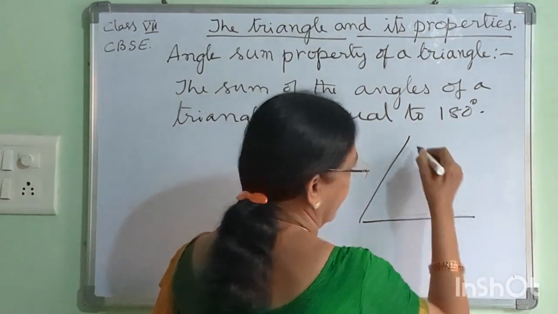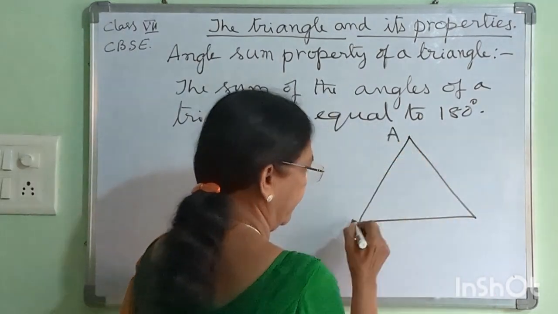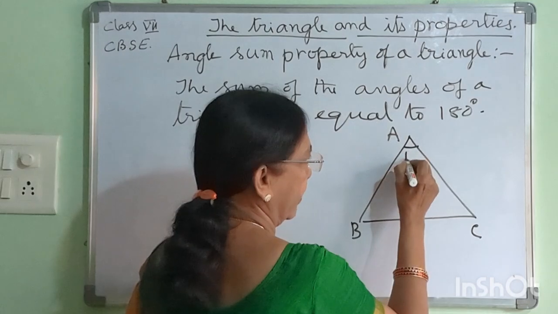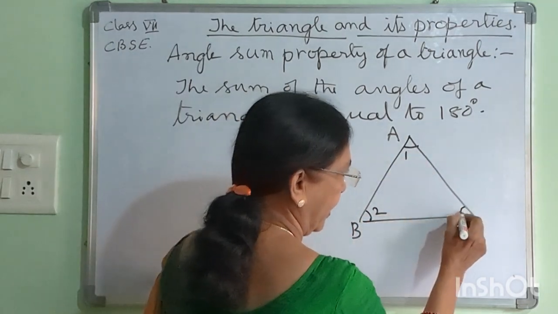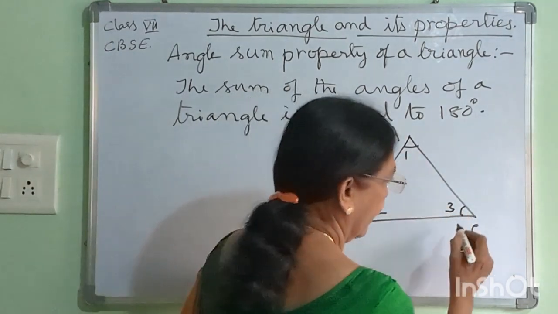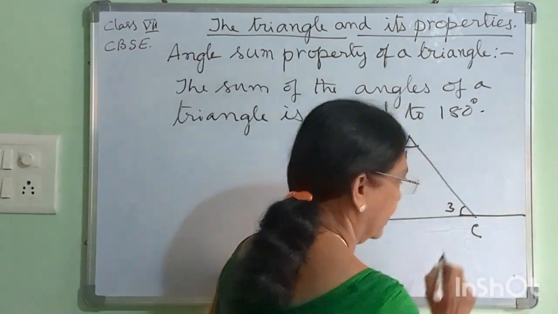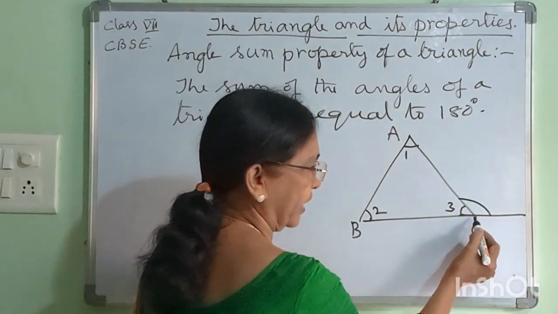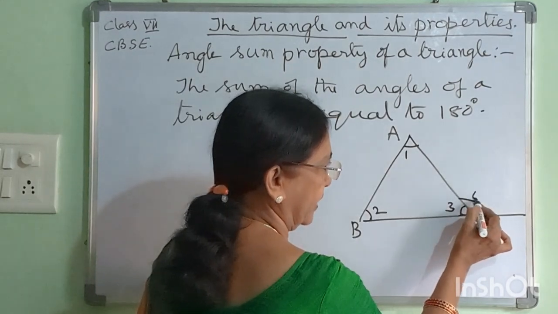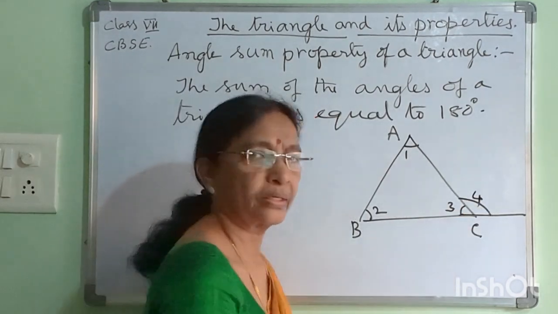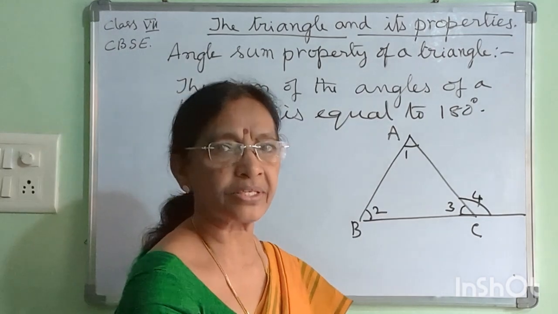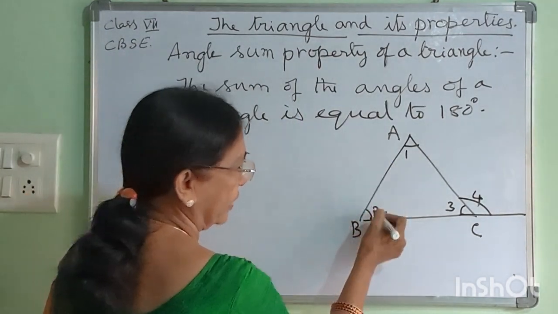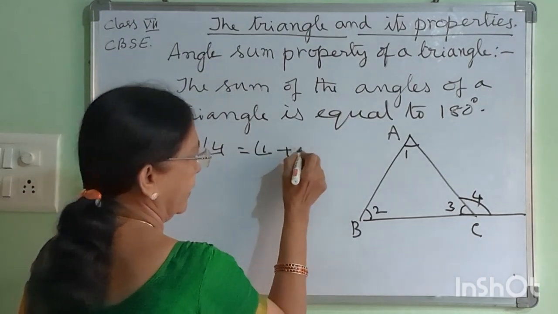Let us take a triangle ABC and let this be angle 1, this be angle 2, and this be angle 3. Extend the side BC, and this is the exterior angle at C, angle 4. According to the exterior angle property, angle 4 is equal to the sum of the other two interior angles.